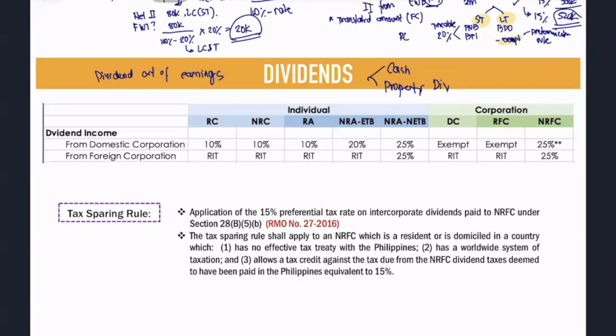Sir, what if the dividend is out of the capital? Pag dividend out of capital yan, ang tawag natin ay liquidating dividends. Liquidating dividends is subject to RIT under your capital gains or losses. Again, liquidating dividends, RIT; cash and property dividends or dividends out of earnings, subject to final tax. O ingatan nyo rin yan.